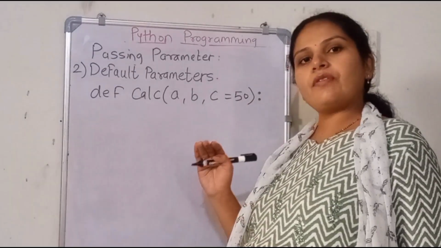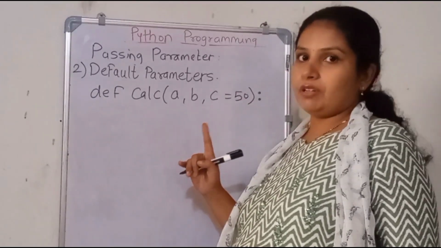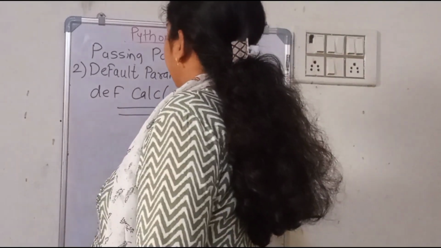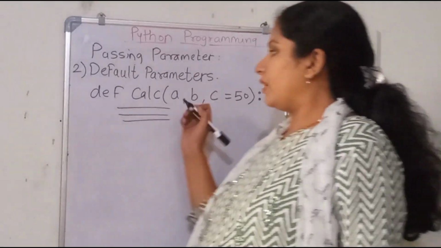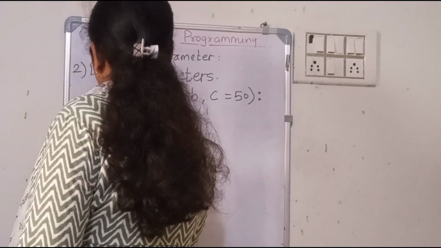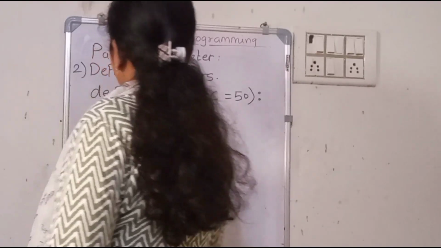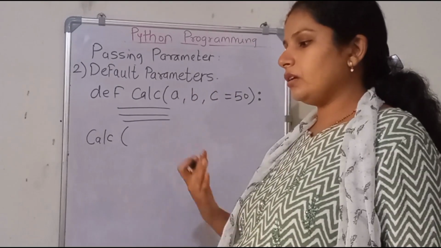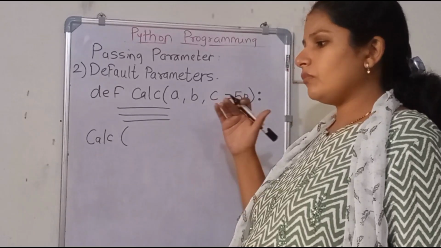So by any chance, if I am not giving a value to c, the default value 50 will be taken. After opening this function, there are some statements to be executed. While calling the function calci, I am using arguments.